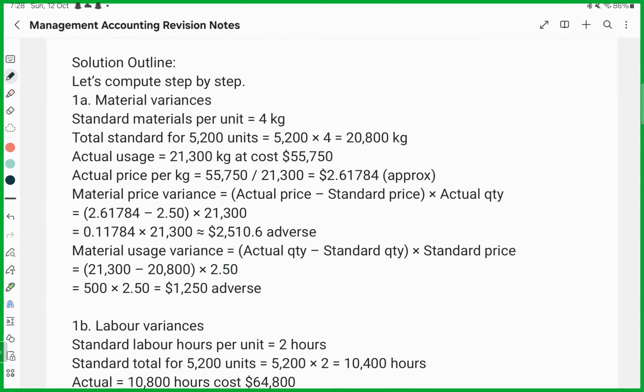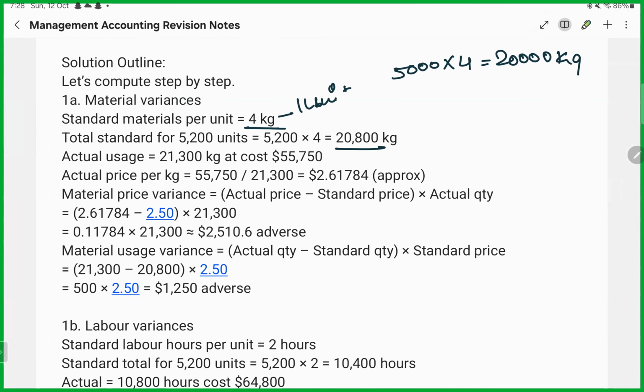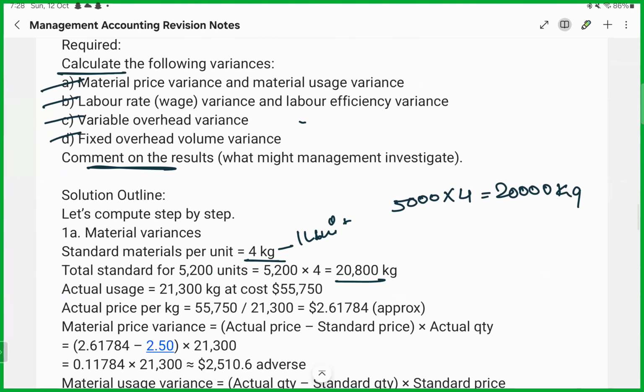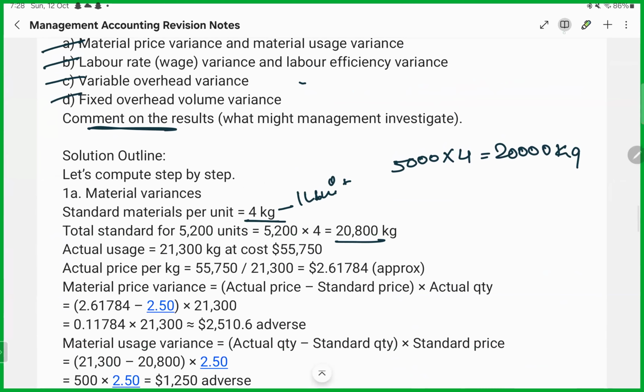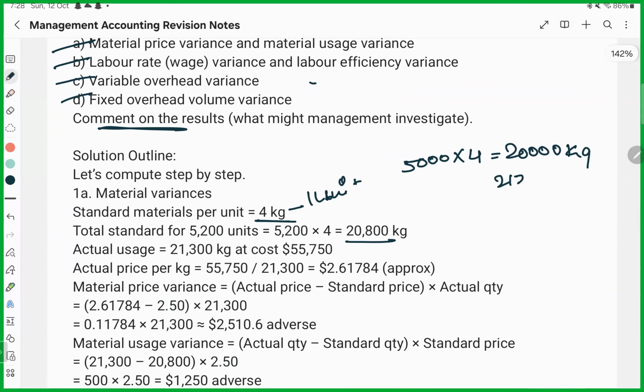So when I budgeted that I will need 4 kgs for manufacturing 1 unit, that means I decided that the material that will be required for me is going to be 20,000 kg in total. But I ended up using, how much was the actual? I ended up using 21,300 kgs.